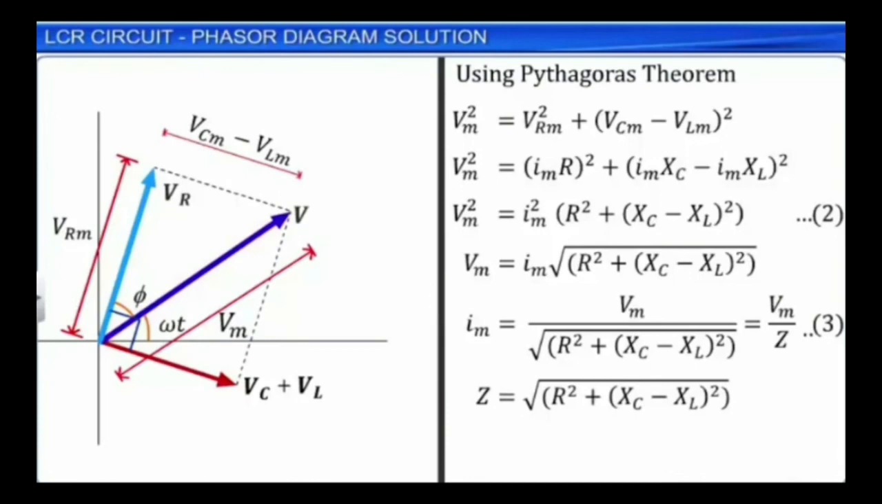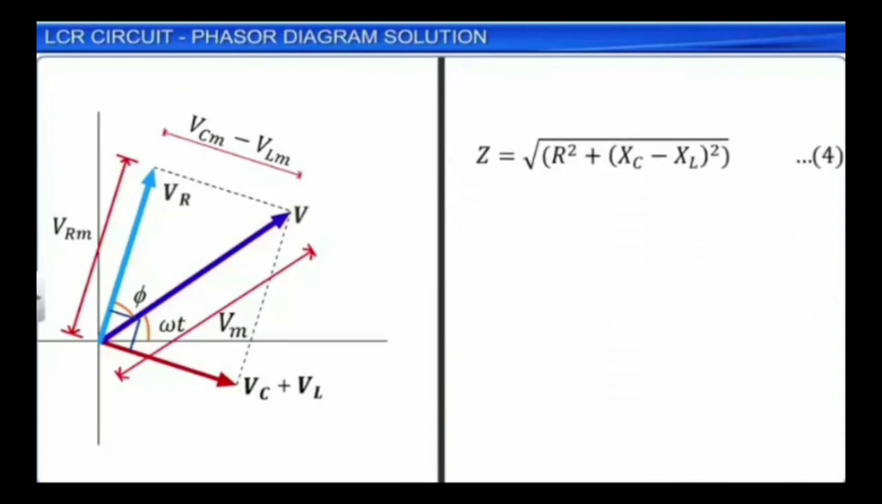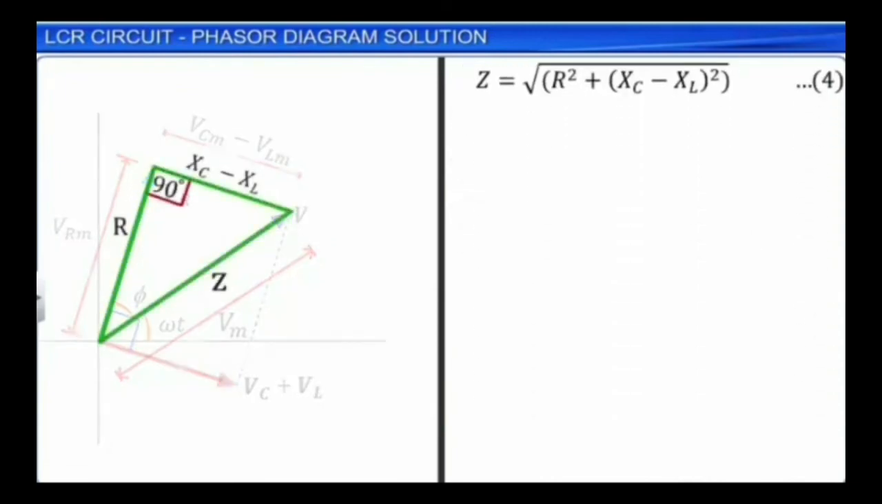In the expression for current, that is I equal to Im sin(omega t plus phi), we obtained Im, that is Vm by Z, where Z is root of R square plus (XC minus XL) whole square. This expression for Z can also be obtained from the triangle which we have drawn here, which is also called the impedance diagram. So from this impedance diagram, we are directly getting Z square equal to R square plus (XC minus XL) whole square.